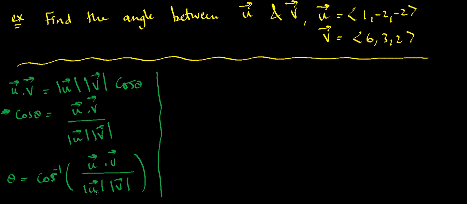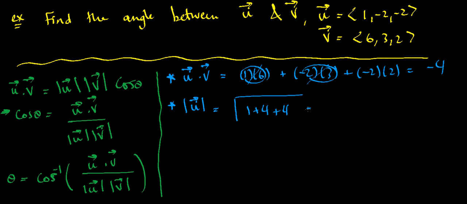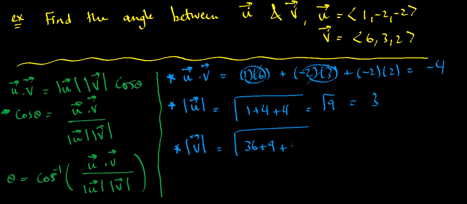I can compute the dot product. I can compute the magnitude of u and the magnitude of v. So let's actually do this. U dot v by definition is going to be 1 times 6 plus -2 times 3 plus -2 times 2. So this is 6, this is -6, they cancel, eventually we get -4. Magnitude of u is the square root of every component squared, so 1 plus 4 plus 4, square root of 9, which is going to be 3. Magnitude of v is the square root of 36 plus 9 plus 4, which is equal to square root of 49, which is 7.